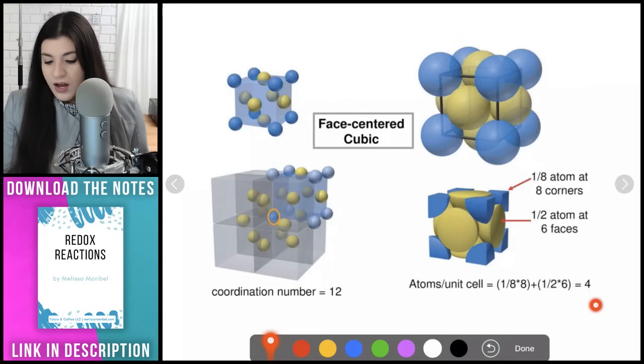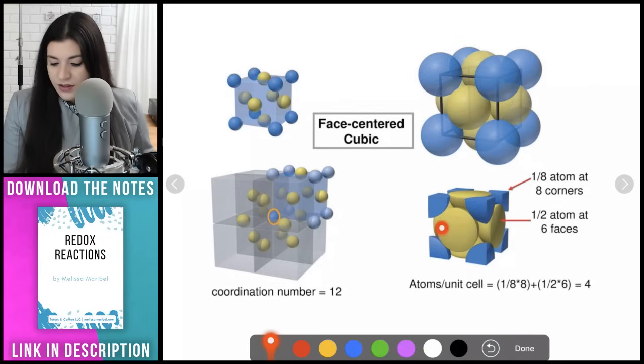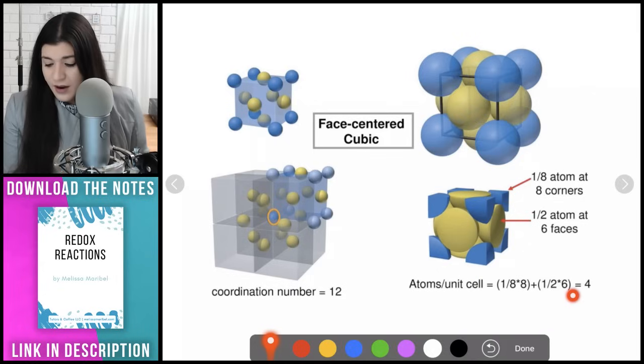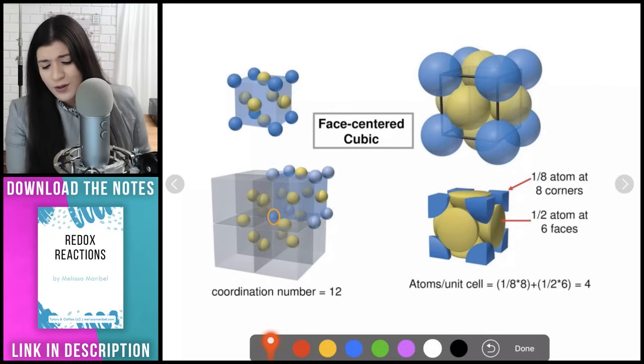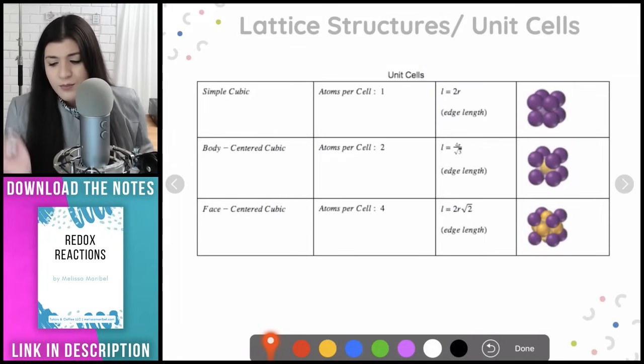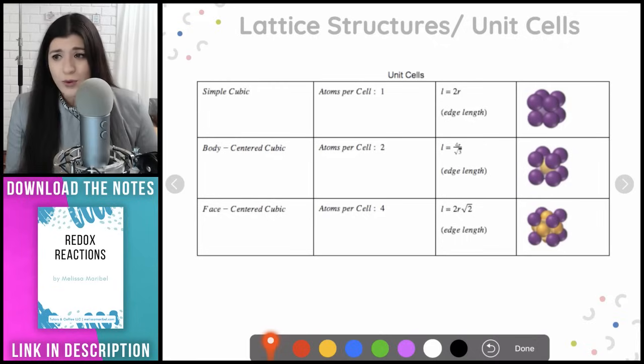It would be 4, just because we would take half of 6 different faces, because there's 1, 2, 3, 4, 5, 6 inside. And then from there, I'd multiply that by 6. So half of 6 gives us 3. And then once again, 1/8 of the 8 corners along the edges. If this is just looking like nonsense, don't worry too much about it. What I really want you to focus on and know is this table.